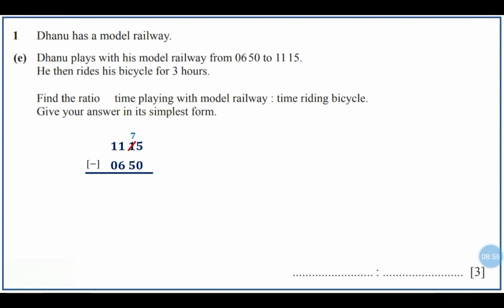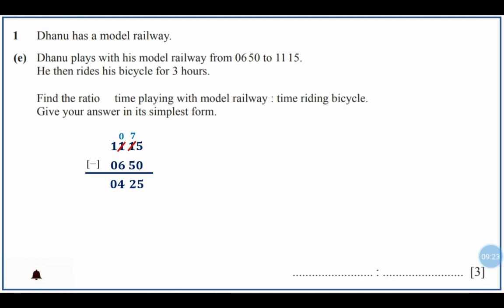Since I borrowed 1 from 11, then that will become 10. So 5 minus 0 is 5. 7 minus 5 is 2, so I'll have 25 minutes. And then 10 minus 6, I'll have 4 hours. So the playing time of the model railway is 4 hours and 25 minutes.